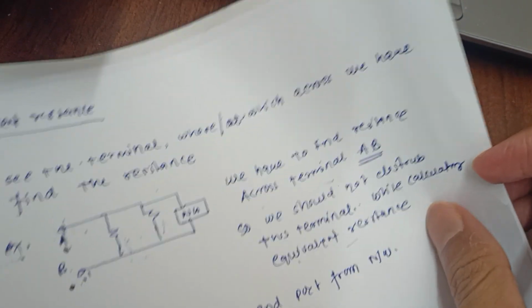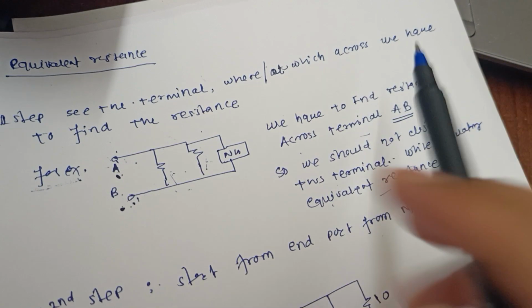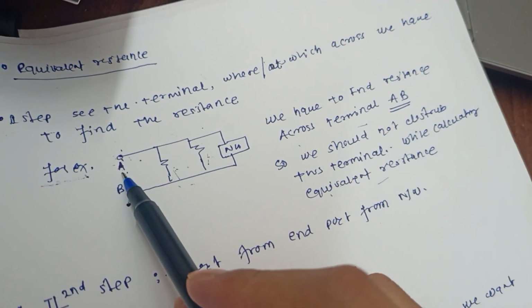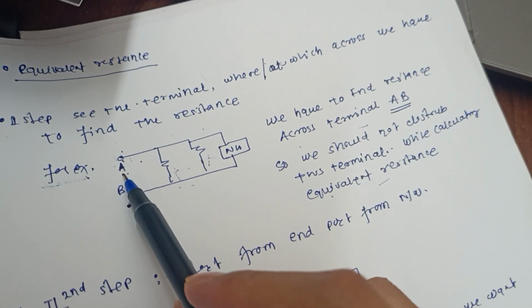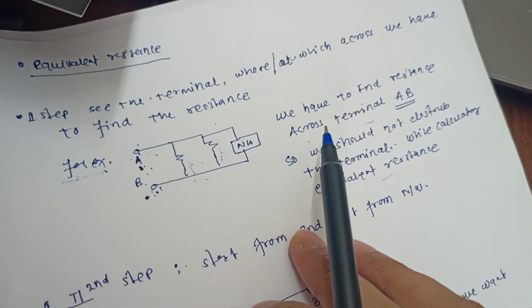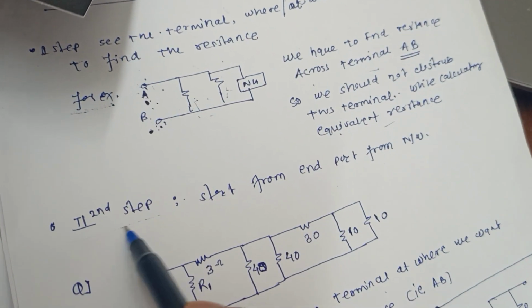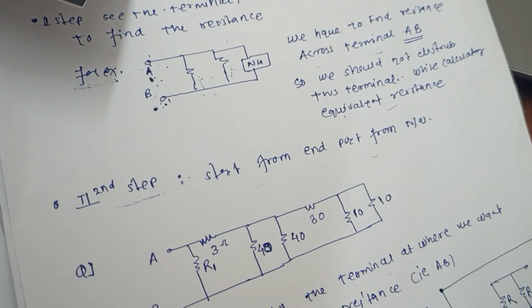So the first part is clear. Wherever you want to calculate resistance, don't disturb that part. At least you should draw where you want to calculate the equivalent resistance. And the second, fundamental step is to start from the end of the network.